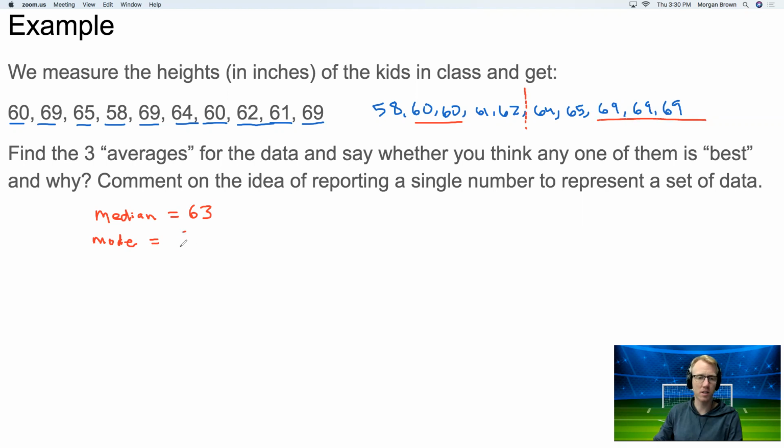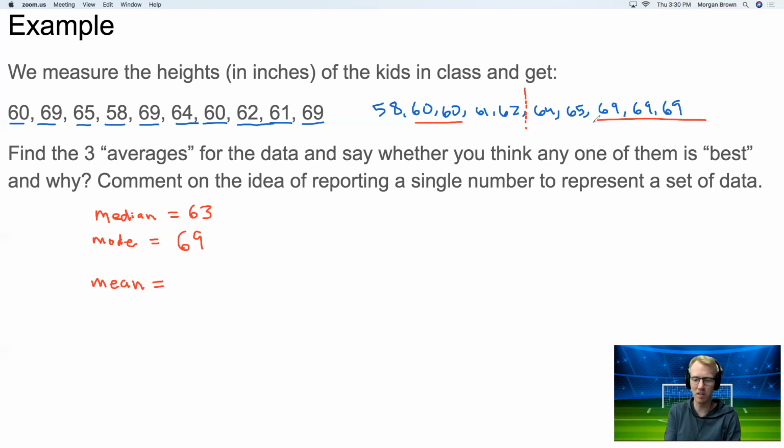So the mode is 69. And then the mean, to get the mean, it's actually the most work. We're going to need to add up all these values and get an average. Now, we know it's going to be somewhere in the middle, right? That's obvious and it makes sense. We've got a little bit more bigger values than smaller values. So we expect it to be, I don't know, somewhere probably close to 63, to be honest.